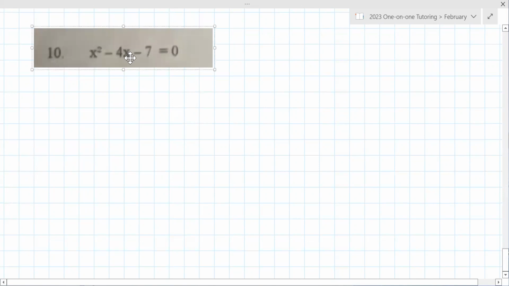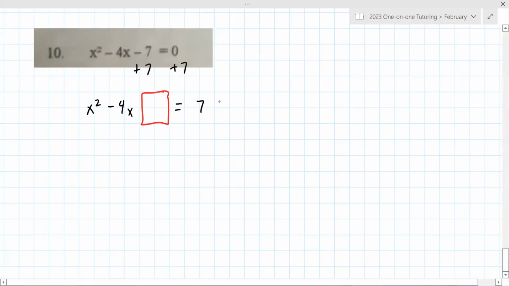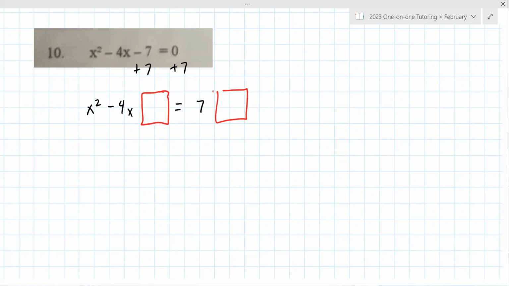All right, so first thing you're going to do here is you're going to move the minus 7 to the other side of the equation. So plus 7, plus 7. So x squared minus 4x, leave a space, equals 7. I think students mostly forget to leave the space. So just be very careful here. Can you tell me what goes in the box? Sure.